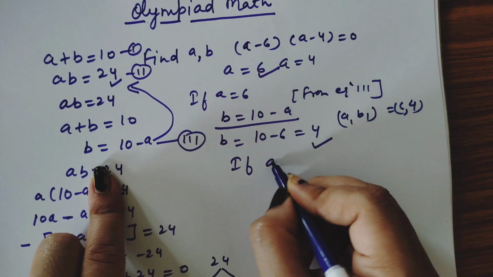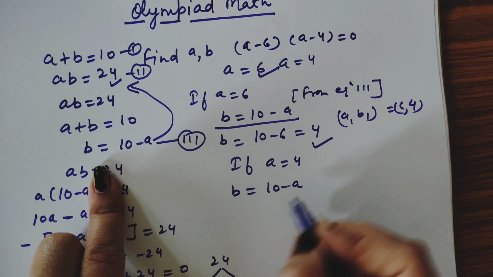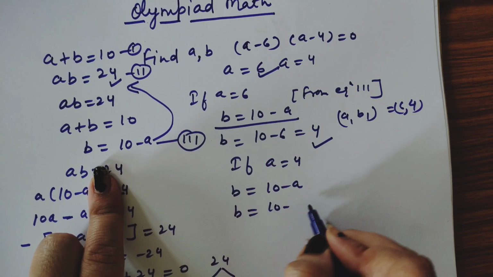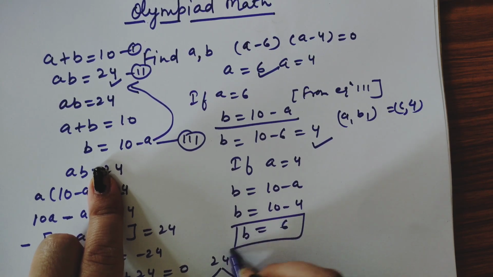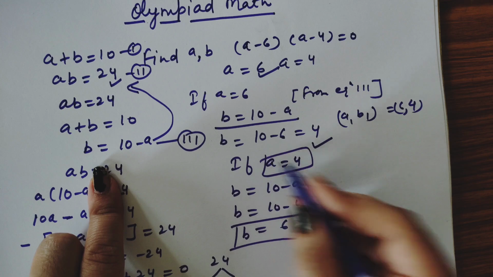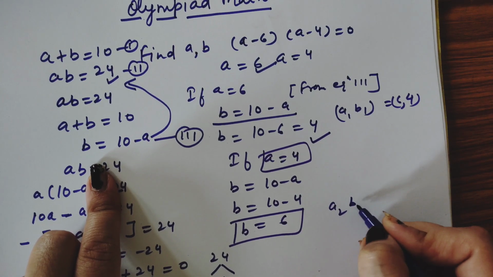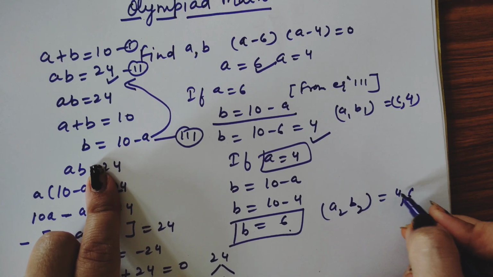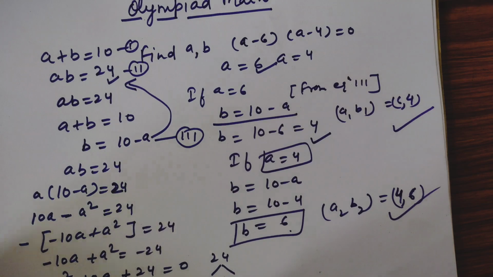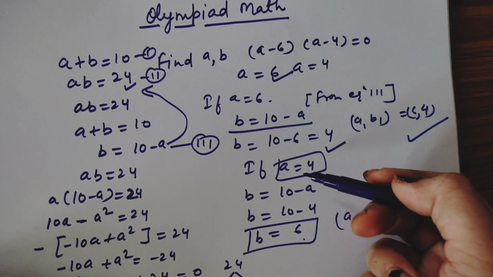Similarly, if a is 4, then b equals 10 minus a, so b equals 10 minus 4 equals 6, so b is 6. This is the second value of a, so we write a2, and this is the second value of b, b2, so a2 and b2 are 4 and 6. So these are the two values of a and b in two cases. The first case is this and the second case is this.